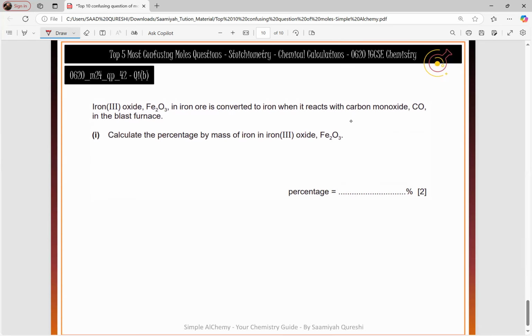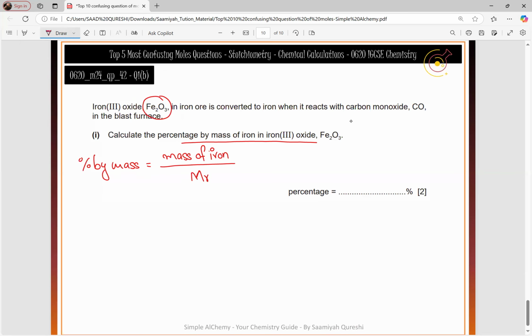We have the last question here, which is iron oxide Fe2O3 in iron ore is converted to iron when it reacts with carbon monoxide. Calculate the percentage by mass of iron in iron oxide. The formula to find the percentage by mass of any substance is the mass of that substance in a compound, which is iron over here, the mass of iron in this compound divided by the Mr of this compound.